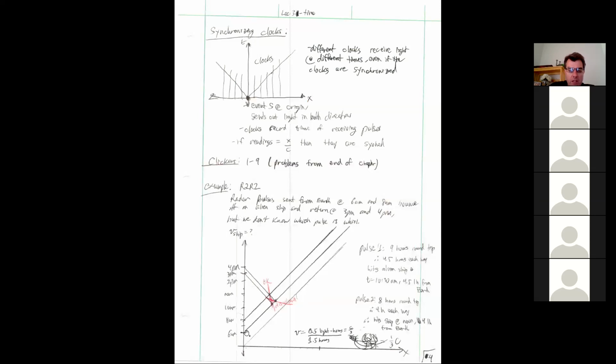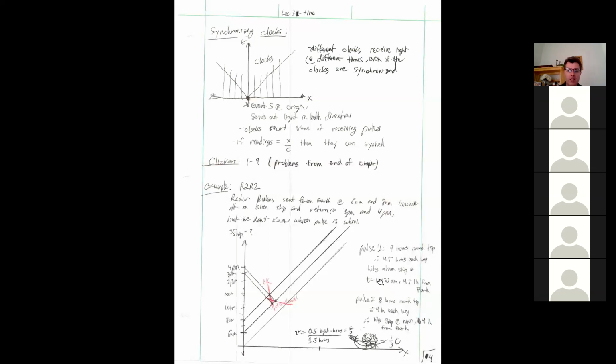Okay, so pulse 1, the one that left at 6 a.m., comes back to Earth at 3 p.m. So that's a 9-hour round trip. So it went 4.5 hours away from Earth, hit the alien ship, came back. Then the second pulse went from 8 a.m. to 4 p.m. That's an 8-hour round trip. So it went 4 hours each way, right? So the alien ship, when it received the first pulse, was 4.5 hours away from Earth. And when it received the second pulse, it was 4 hours away from Earth. So it traveled half a light hour.